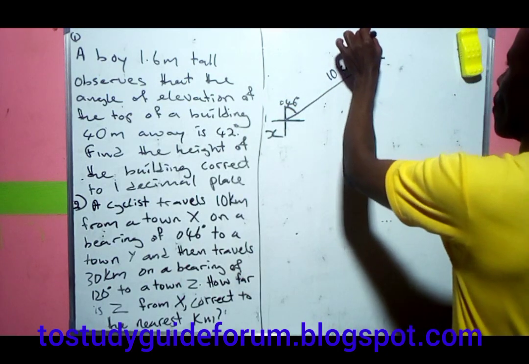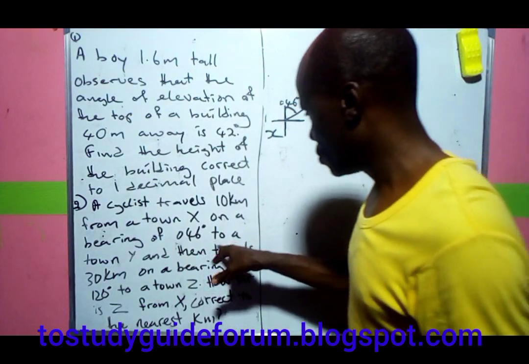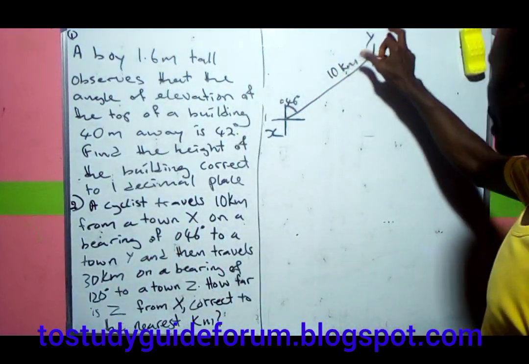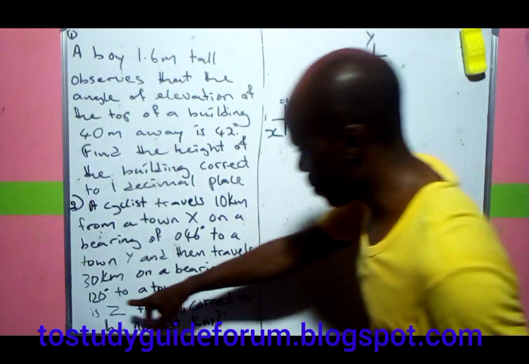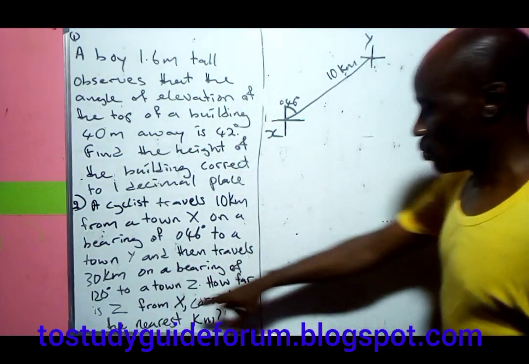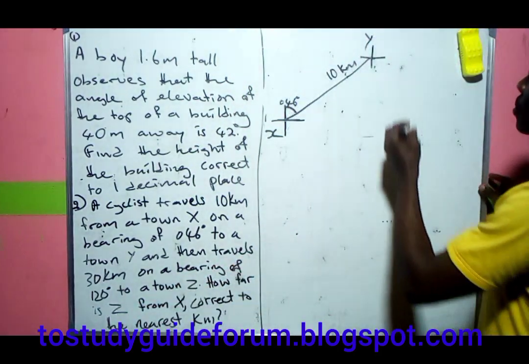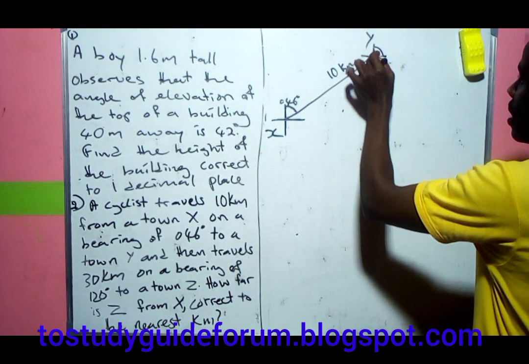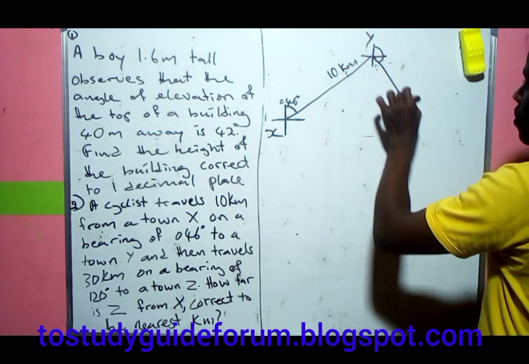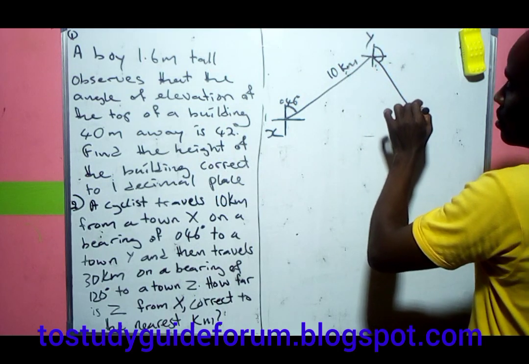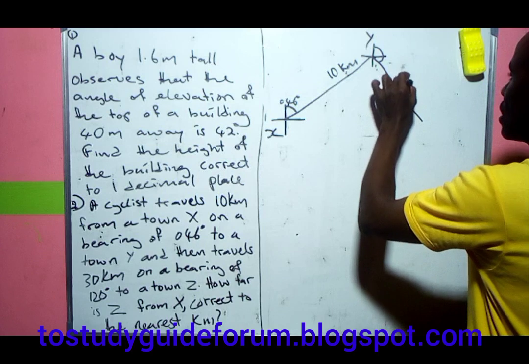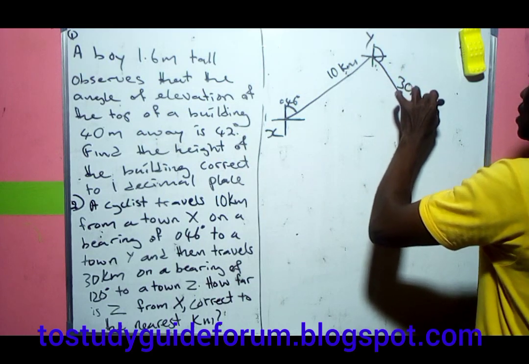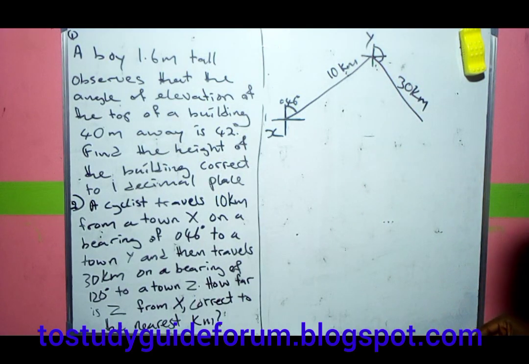Okay, this one is town Y. From here, it said that to town Y, then on a bearing of 120 to another town, which is Z. So we have here is already 90, 120 should be somewhere around here. Move down again. This other one is how many distance? Distance is 30 kilometers.